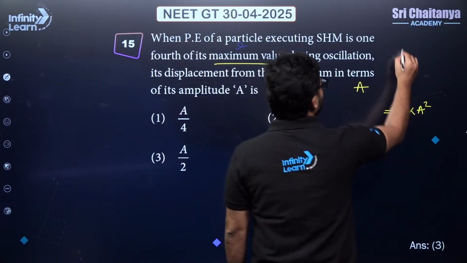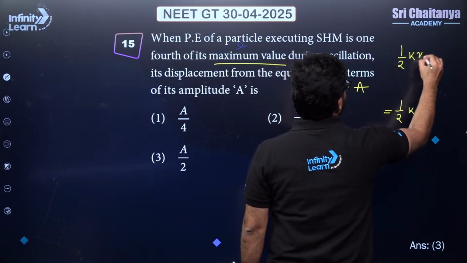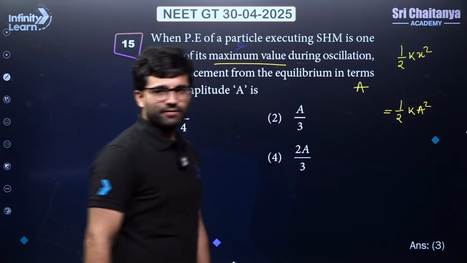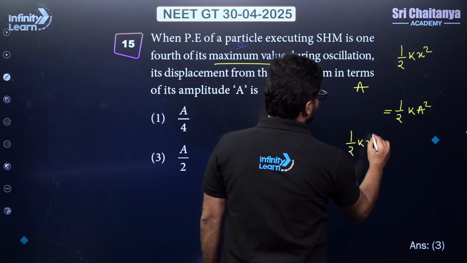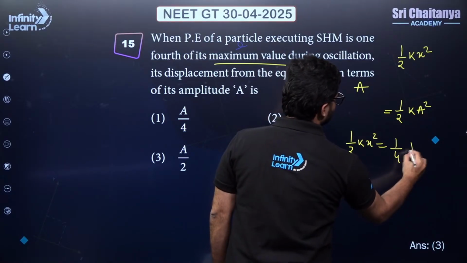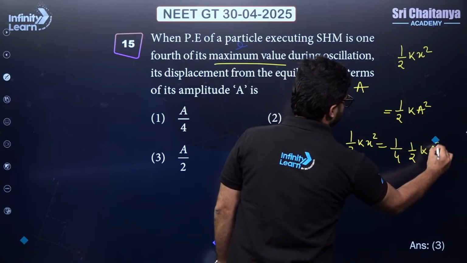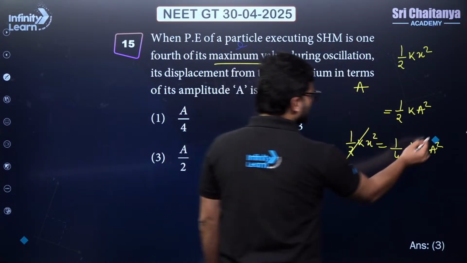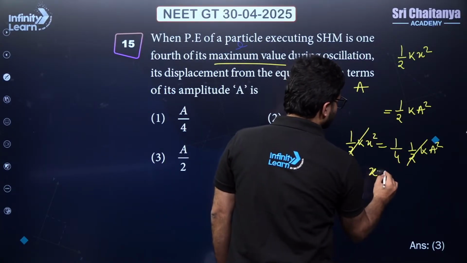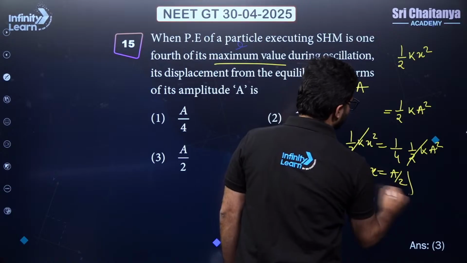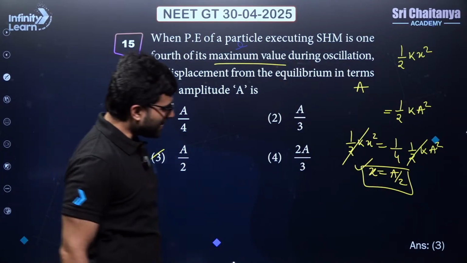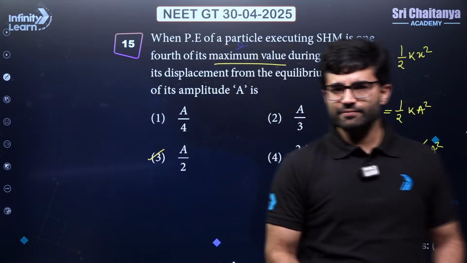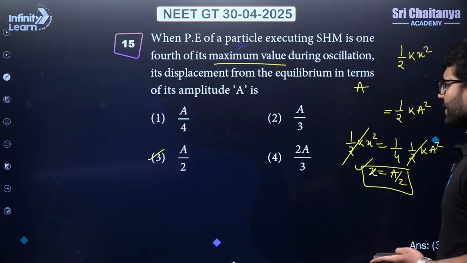What is generally the potential energy in an SHM? 1/2 k x square. Now they are saying that this 1/2 k x square is nothing but 1/4 of half k A square. So this half k gets cancelled from both sides, and x will come out to be A by 2. Fairly simple question. That is A by 2. That is very, very clear. Let's move ahead.